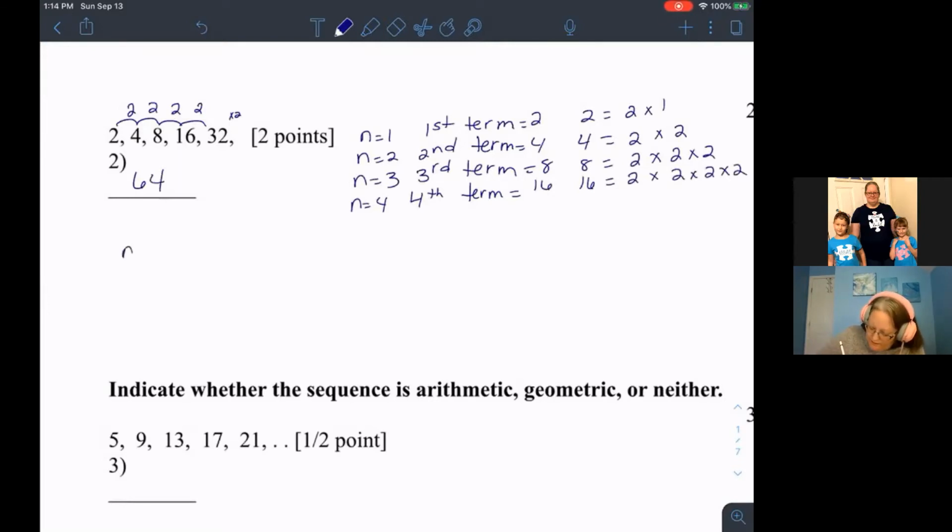So to find the nth term, we use our starting term, which would be 2, times, since we're multiplying, 2, which is our difference, to the power of n minus 1.